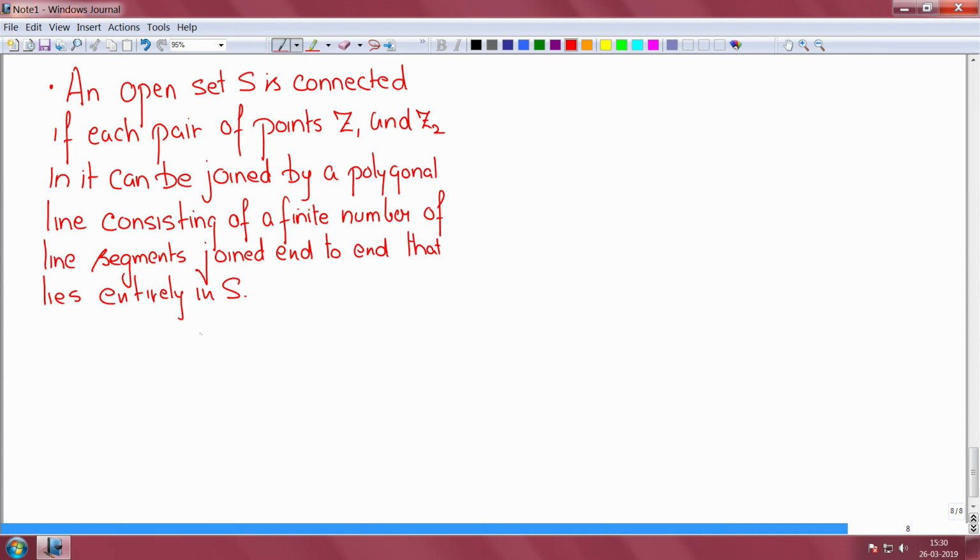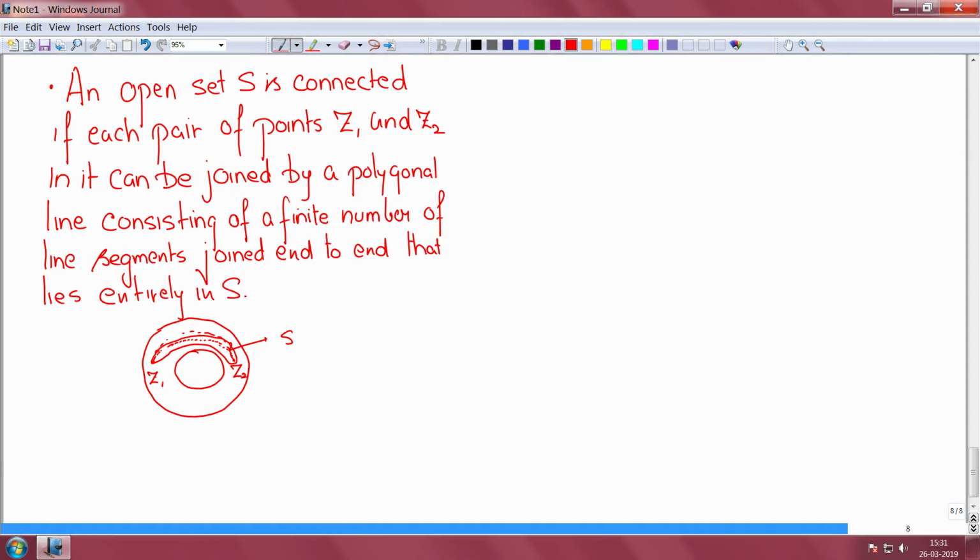So what is this situation? Let's say I have this set between these two lines. It's the annular region. None of the boundary points are included. It's an open set. Now I have a point Z1 over here and a point Z2 over here. These can be connected through a finite number of line segments joined end to end in so many ways. But the entire joined group of line segments still lies within the set S. So this is a connected set.